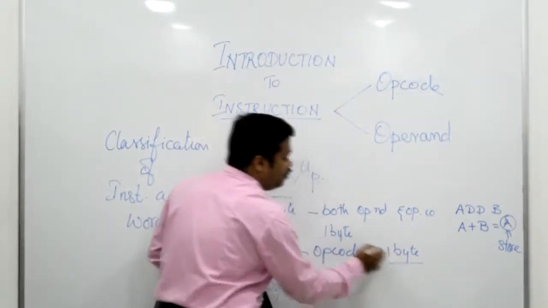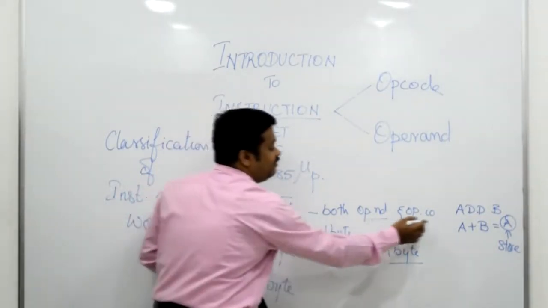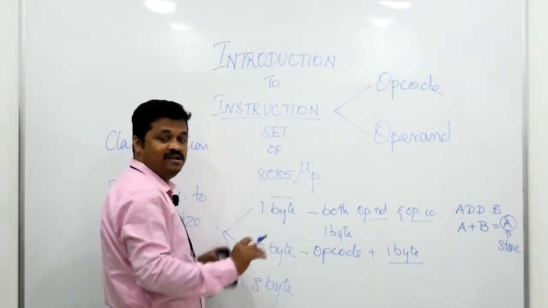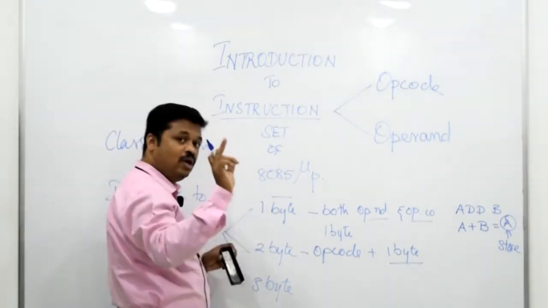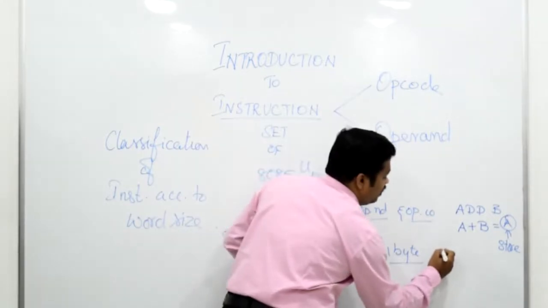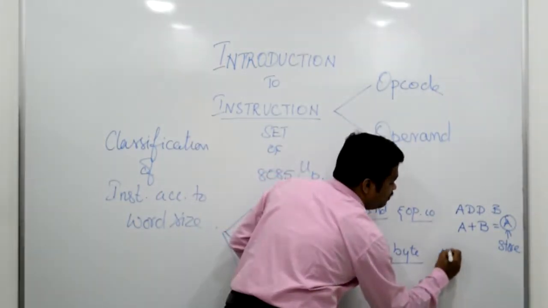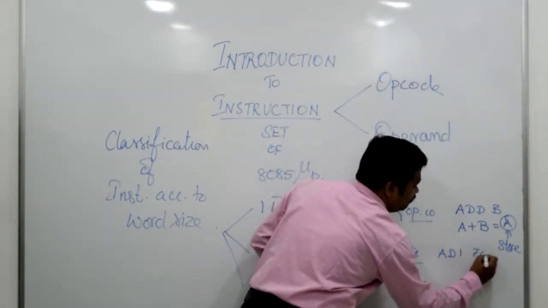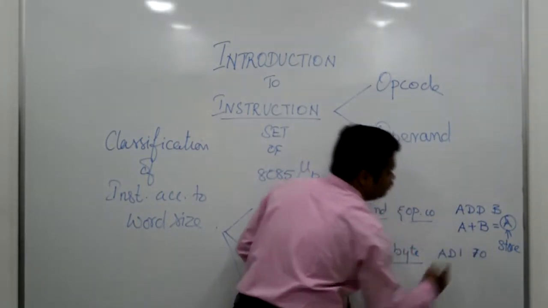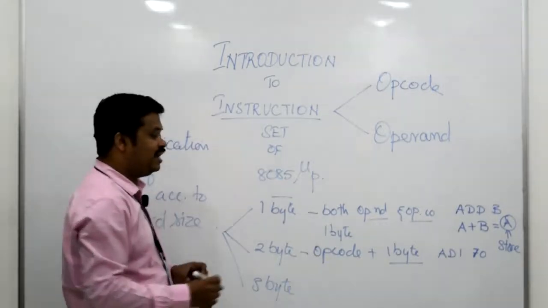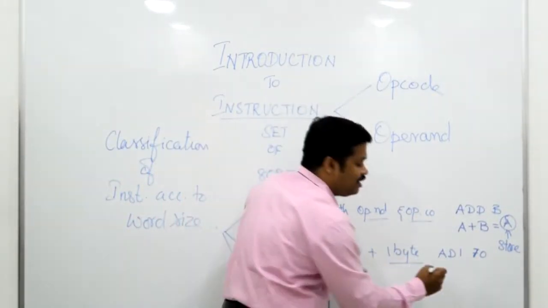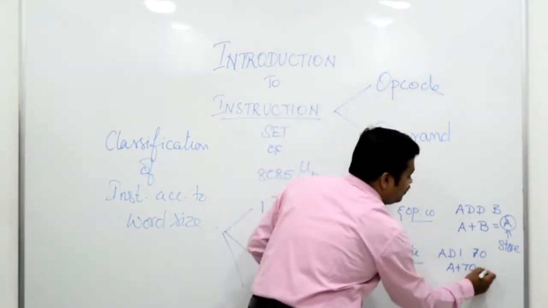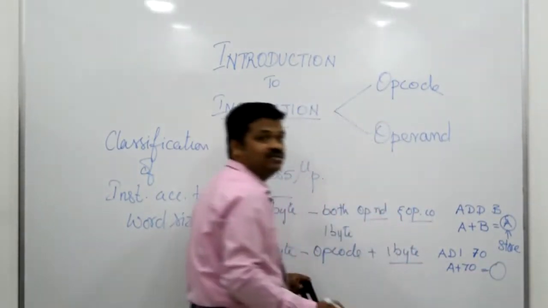You will always have an opcode of 1 byte, and an operand which will be there in the instruction, but the size of the operand would be 1 byte. For example, with the same instruction, I will take ADD with the data 70, ADI 70. ADI means you are going to add immediately the data 70 to the A register, and whatever result you have will be stored in the A register.